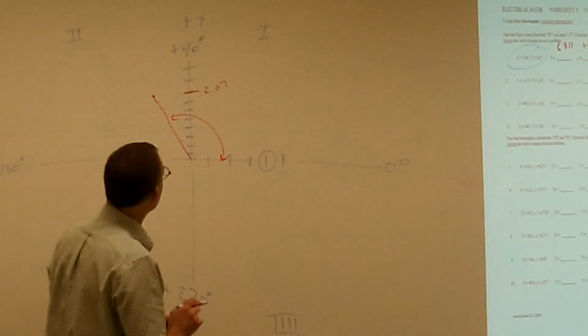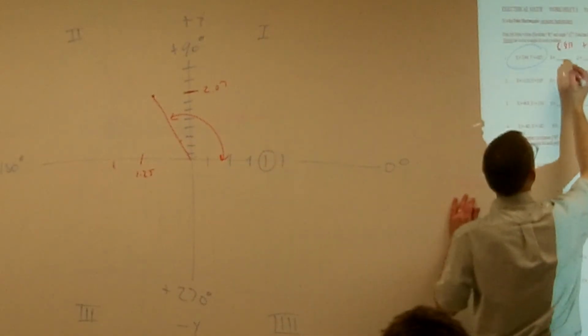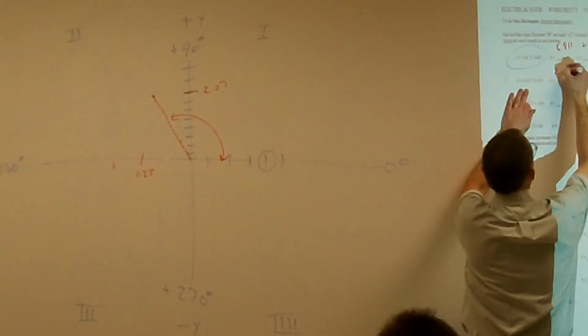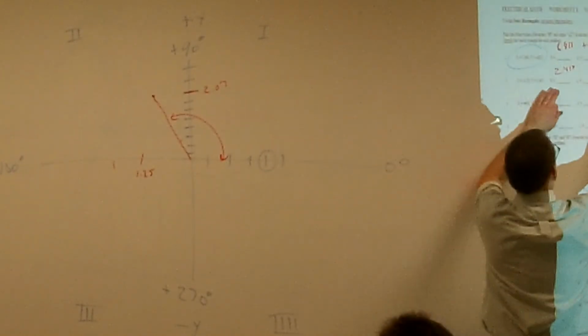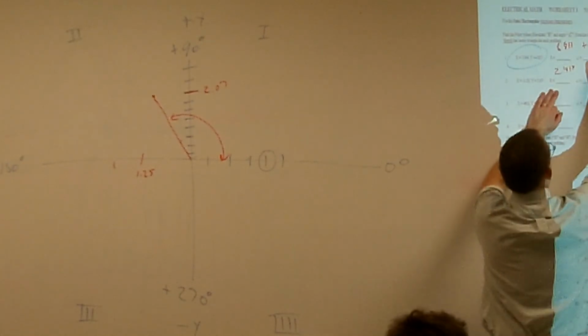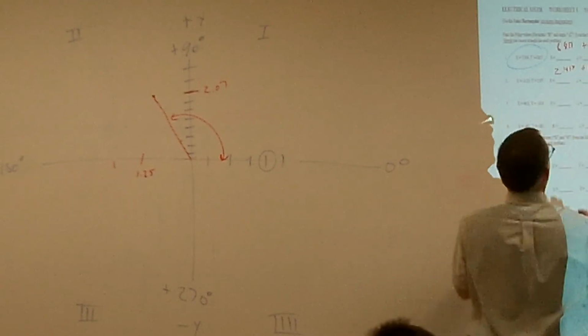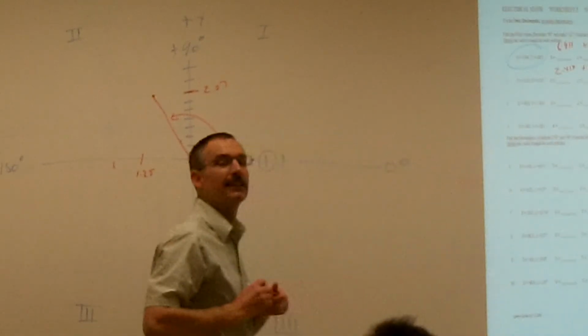So what do I get for my resultant then? 2.418. And then my angle, negative 39.52 degrees. I got 121.1. Oh, whoops, sorry, I'm on the wrong one. 121. Whoops, sorry. Positive 121 degrees. I'm on the next one.